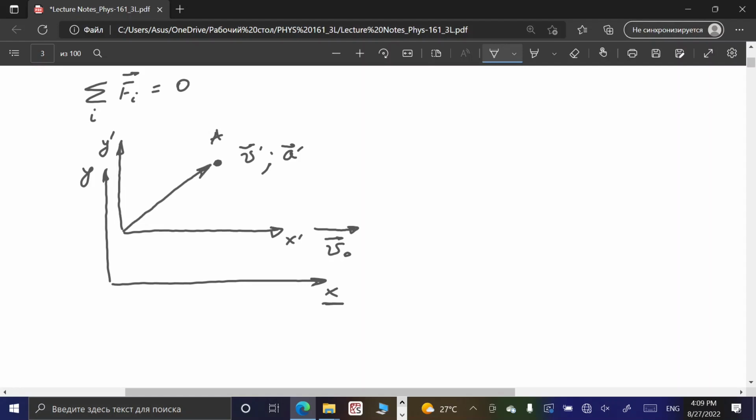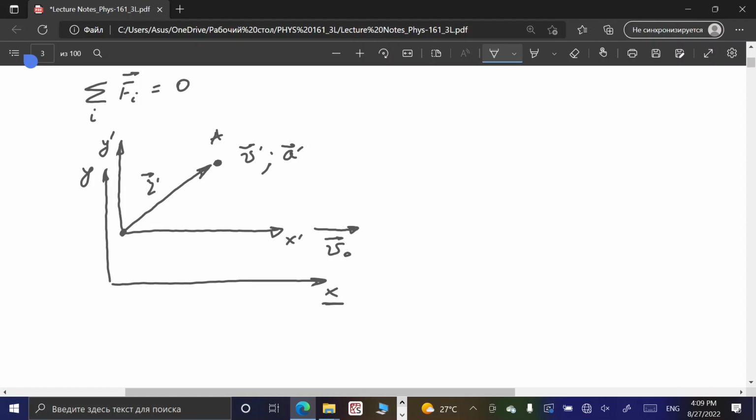Also, with respect to this mobile system of reference, x prime, y prime, we can define the position of this point, point A, with radius or position vector r prime. So with respect to the mobile system of coordinates, to the origin of this mobile system of coordinates.